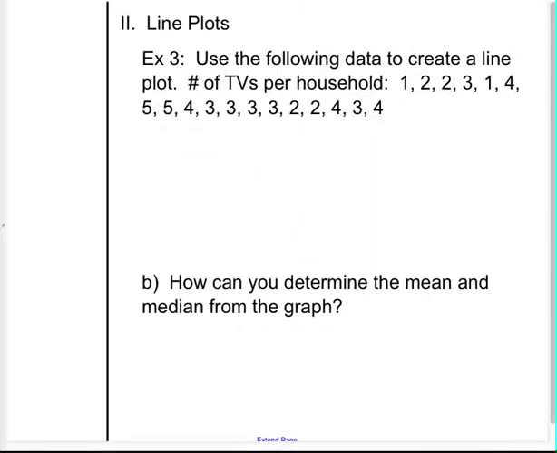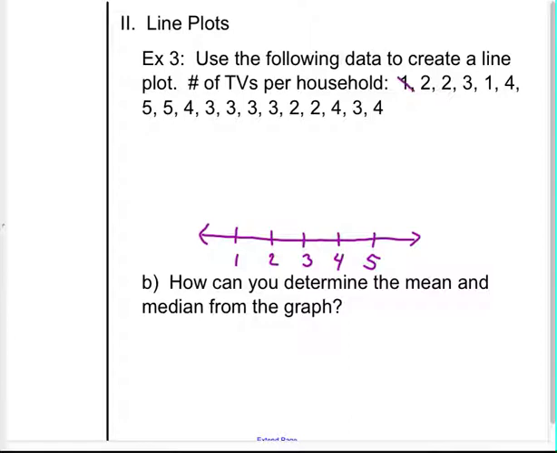And finally, line plots. So we've got number of TVs per household. What a line plot looks like is a plot on a number line. And line plots are good when all of your data values are repeating. So if you look, we have more than one 1, more than one 2, more than one 3, etc. So we're going to start by just plotting our data values, try and space them out evenly. And then you just put an X above each one.